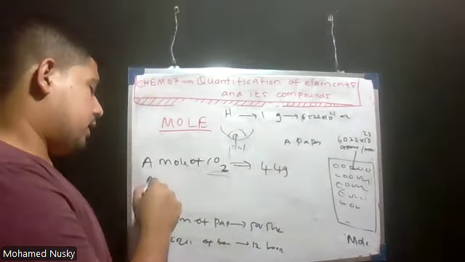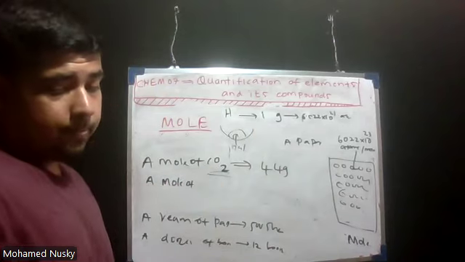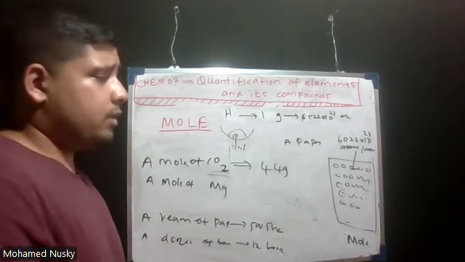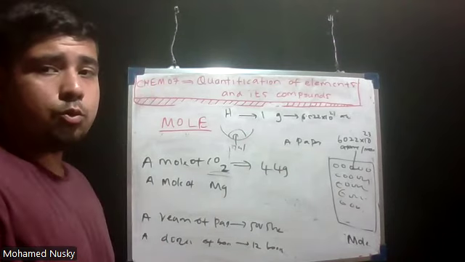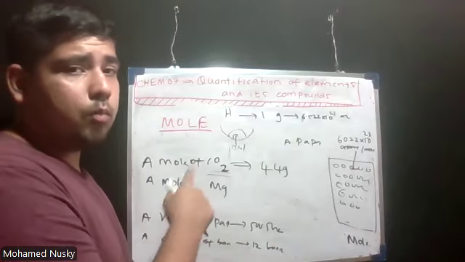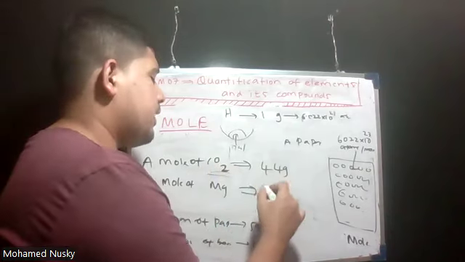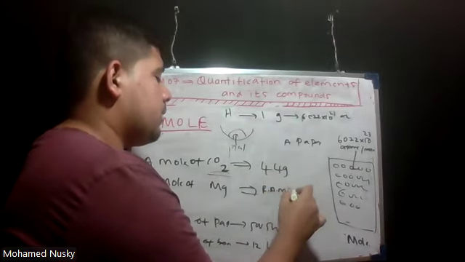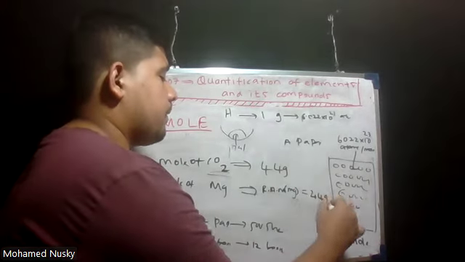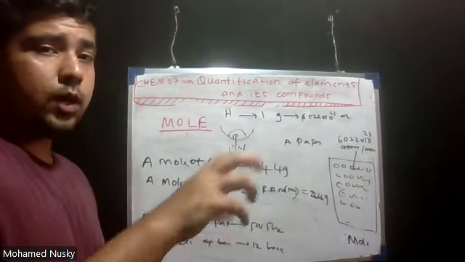Likewise, if I say I have taken a mole of magnesium, then there will be how many atoms? 6.022 into 10 to the power 23. No? So how many grams should I take to have a mole of magnesium? That is the relative atomic mass of magnesium. What is the relative atomic mass of magnesium? That is 24 grams.